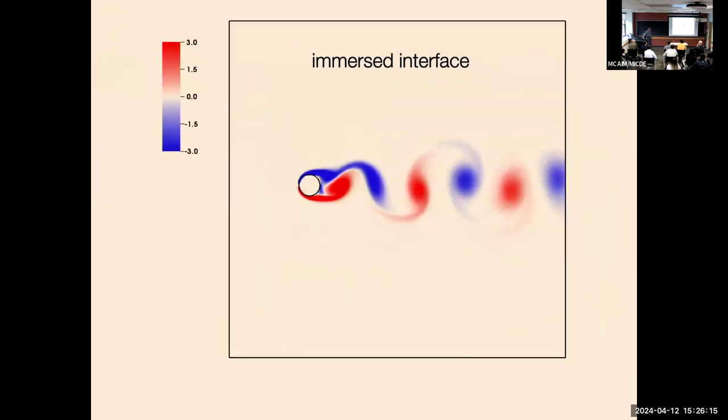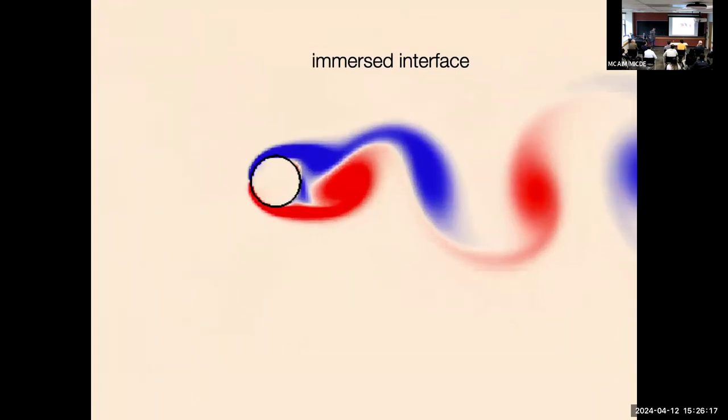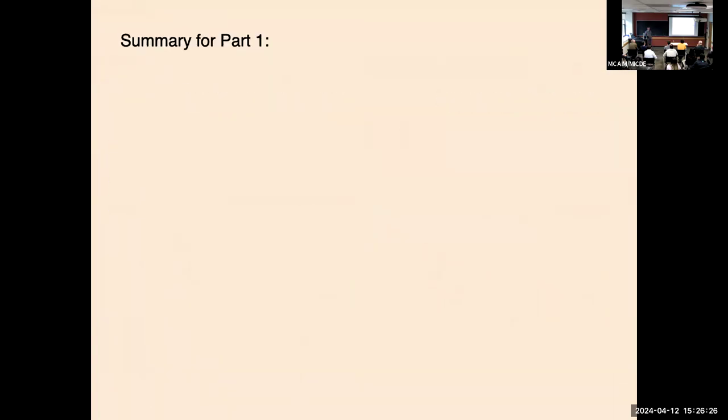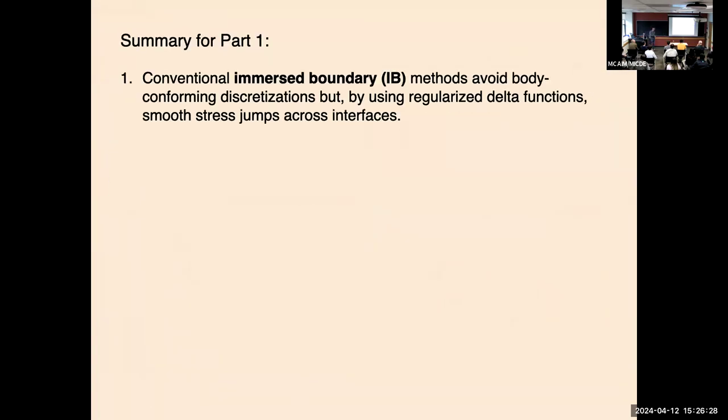But if you do the same problem with these immersed interface methods, you get essentially no flow on the inside. So there's this huge difference in the quality of the solutions at the same spatial resolution. Okay, so that took longer than I should have. But that's immersed boundary methods.